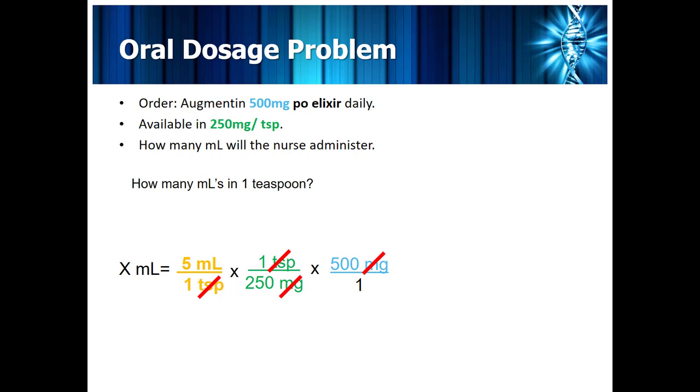I've now canceled milligrams out. Once I cancel everything out, you see that all I have on the right side is milliliters. That's what I was looking for on the left side. So I am done putting conversions and parts of the problem in. I can multiply across and divide to give me a total of 10 mLs.